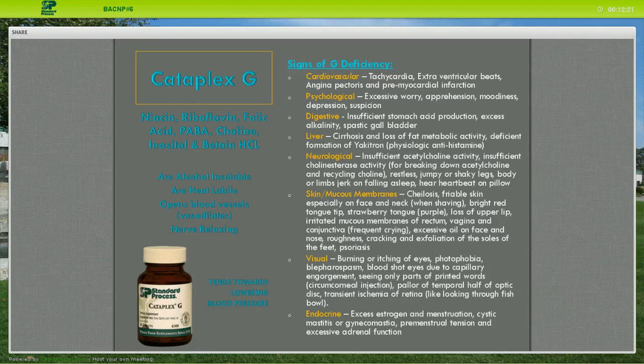So when we move to Cataplex G, we're looking at niacin, riboflavin, folic acid, PABA, choline, inositol, and betaine hydrochloride. So these are the B vitamins that are alcohol insoluble, so they dissolve in alcohol. They're more sensitive to heat, so heating or cooking with these is going to be more problematic. The refining and processing of foods is also going to be more deleterious to these components of the B vitamins.